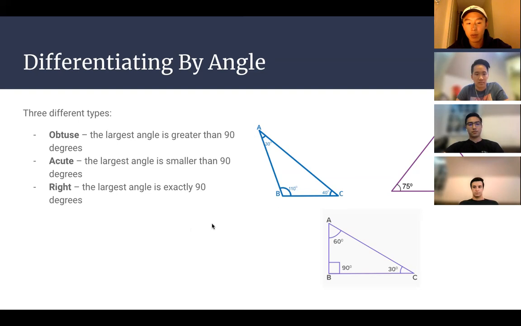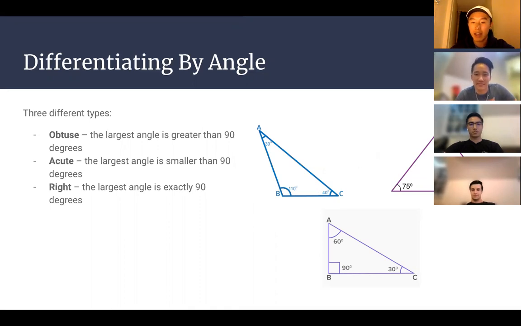Obtuse triangles is when the largest angle in the triangle is greater than 90 degrees. So we see in this blue triangle right here, the biggest angle is, can anyone tell me what the biggest angle in this blue triangle is here? Andy. 110 degrees. Yeah, awesome. So 110 degrees. And because that angle is greater than 90 degrees, we call that triangle obtuse.